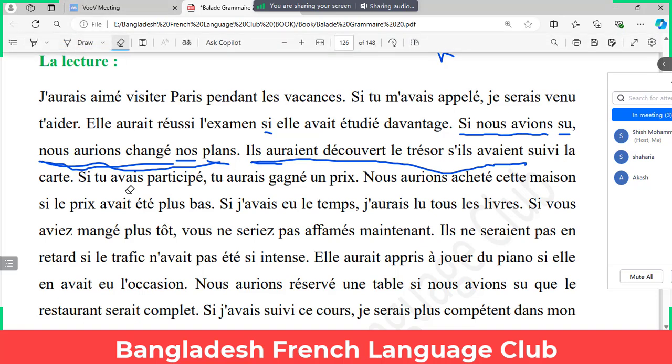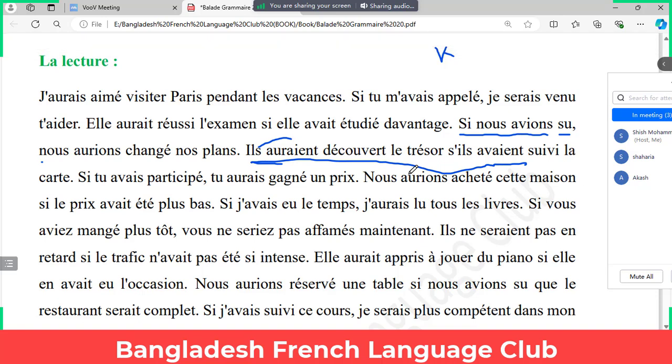Else ago. El. No. Where is el? Ils auraient découvert. Right. L'otago. Trésor. Right. Trésor. S'ils avaient Silzave Suivila Suivila carte, right?